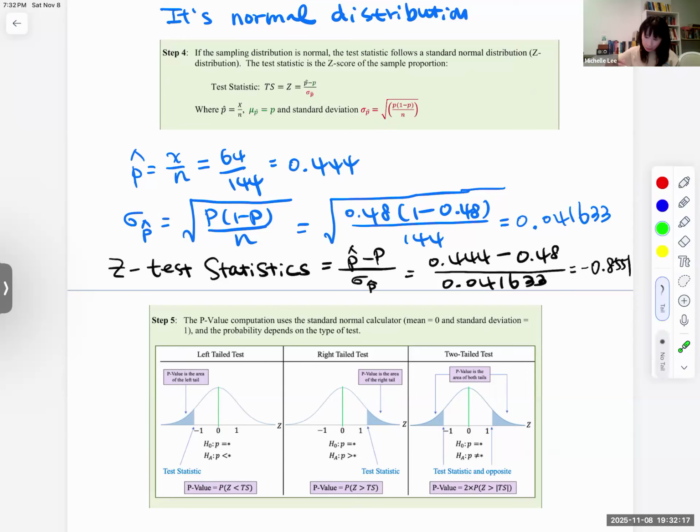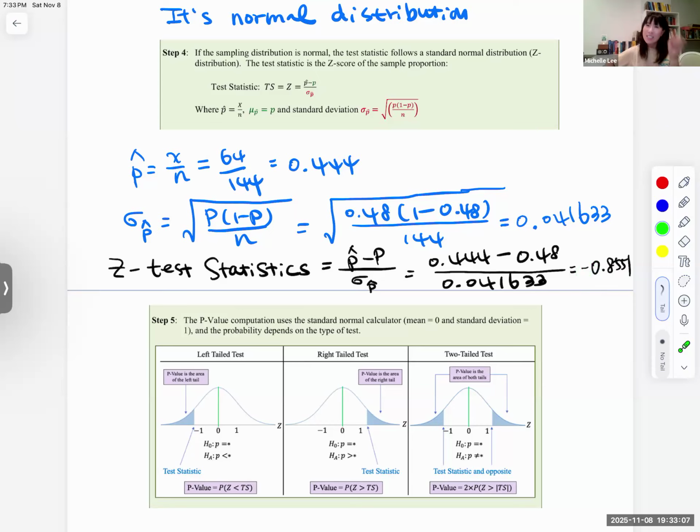Step 5. We want to compute the p-value. So this is the left tail test, right? All right, so what do we do? The test statistic is a z-score, so we can interpret the sample proportion. We have a negative, so this is a distance, right? It's 0.8551 standard deviations below the mean, because it's negative.